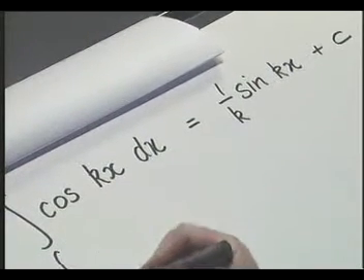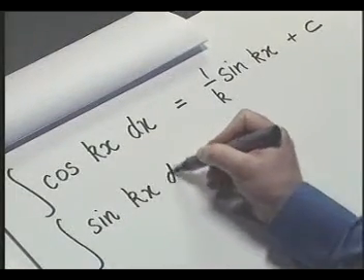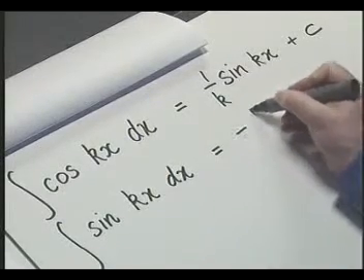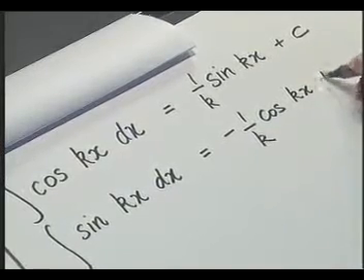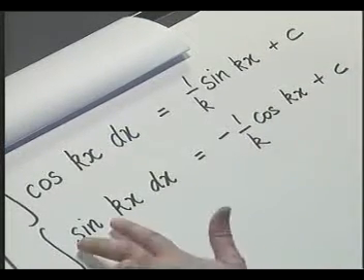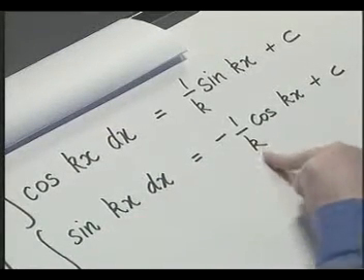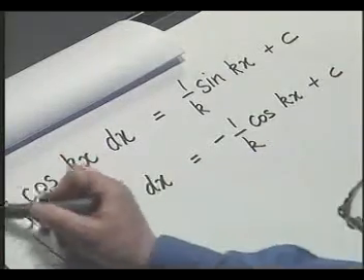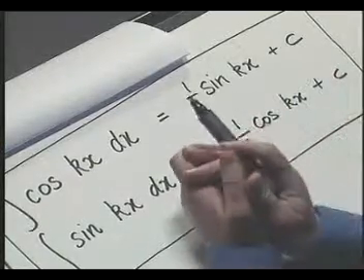Another important result is the integral of a sine. The integral of sine kx with respect to x is minus 1 over k cosine kx plus a constant. If we're integrating a sine, the result is minus a cosine, and the constant factor appears down here as well. So those two results are very important. You should have them at your fingertips, and we can call upon them whenever we want them in the rest of the video. We'll also want to call upon trigonometric identities.